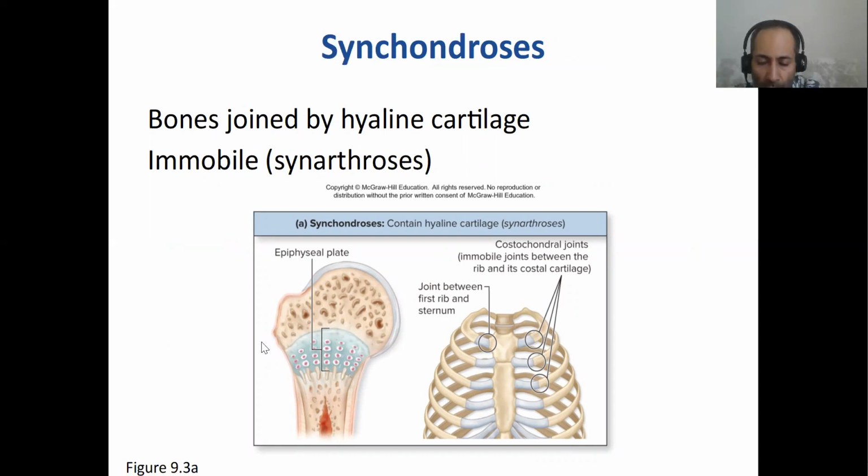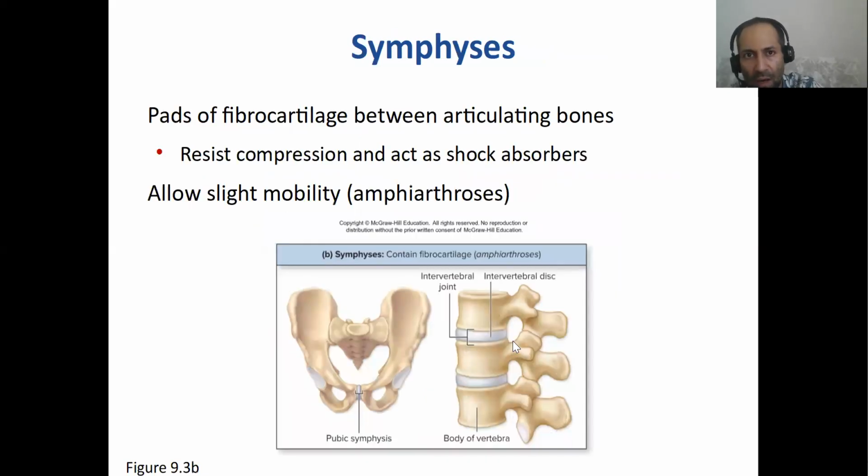Where are you going to look for those? At the ends of your long bones, like in the epiphyseal plate, right here. The epiphyseal plate, synchondroses, or your costal cartilage. Costal means what? Ribs. So your costal cartilage right here is another example of synchondroses. So not much movement at either of those places, right?